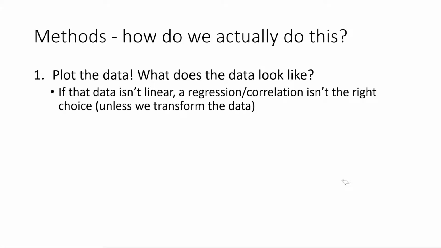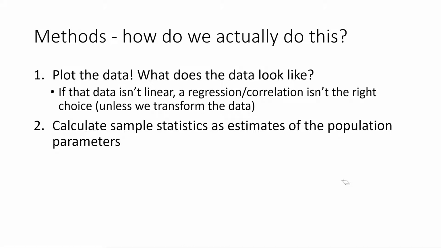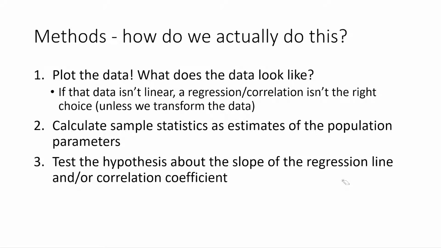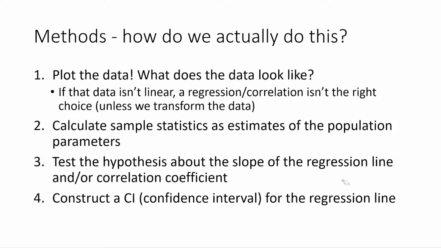So how do we actually do these? The first thing you want to do is plot the data. So what does the data look like? If the data isn't linear, a regression or correlation probably isn't the right choice unless you transform the data first. Next, you want to calculate sample statistics as estimates of the population parameters and test the hypothesis about the slope of the regression line or the correlation coefficient. And then make a confidence interval for the regression line. We're not going to be doing that in this class, and I'm not going to test you on it for your exam coming up.